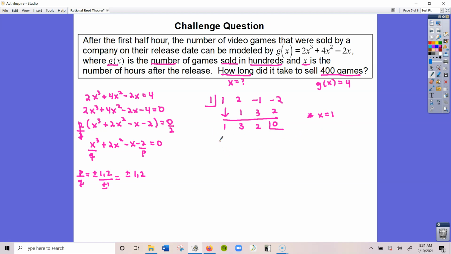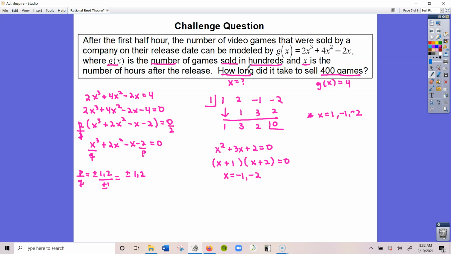Now we need to factor this. Since I started with a cubic equation, this is quadratic, so this is x squared plus 3x plus 2. The two numbers that multiply to give me a positive 2 and add to give me a positive 3 would be 1 and 2. So we have the factors x plus 1 and x plus 2, leaving me with the zeros, x is equal to -1 and -2.